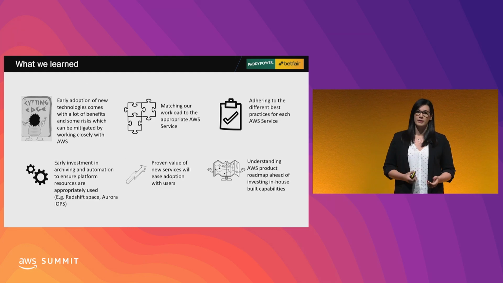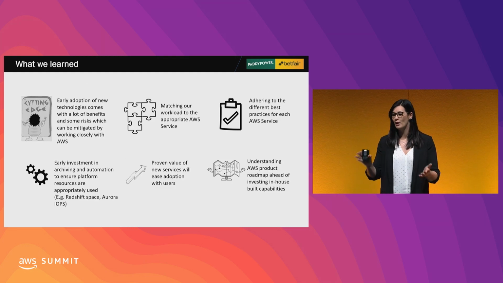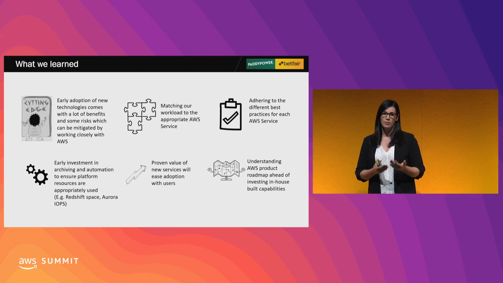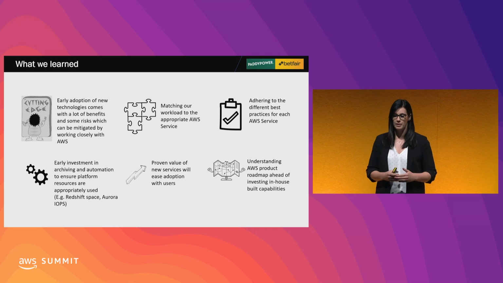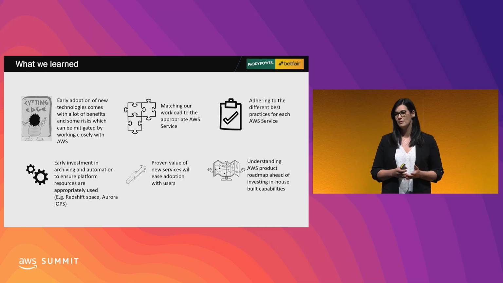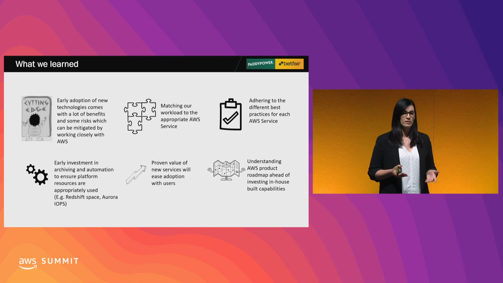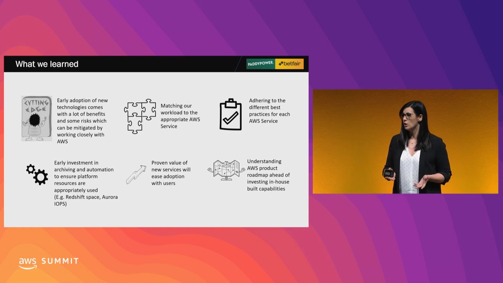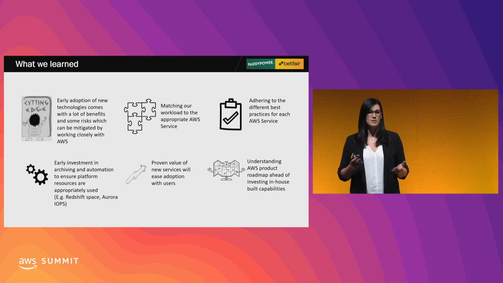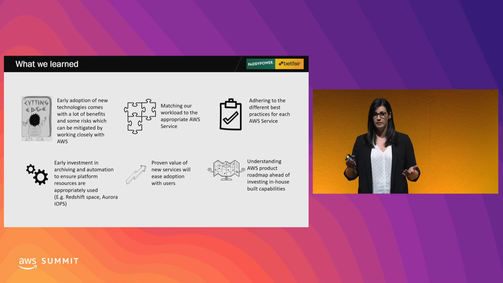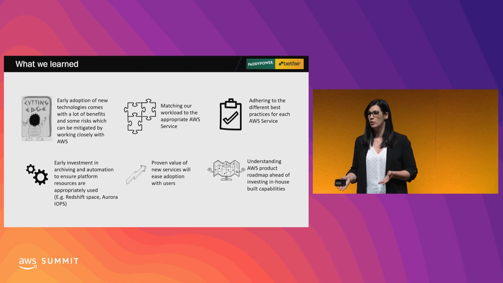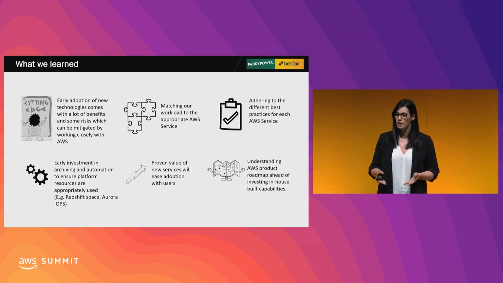So what have we learned? Well, we've learned a lot of things, but just to give you an idea of what we've seen throughout this journey. As you've seen, there's a lot of benefits to using AWS, but obviously, AWS services are cutting-edge technology. They're newly released platforms, and with that comes some risk. You need to be aware that there will be risks that need to be mitigated together with AWS, and that has worked quite well for us.